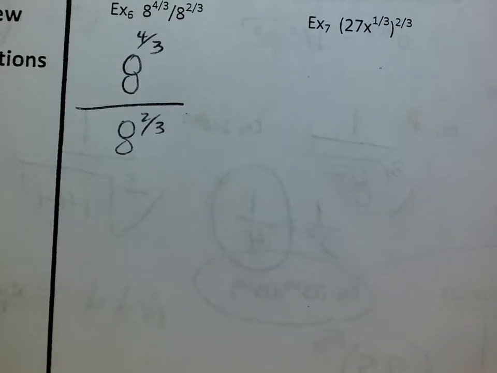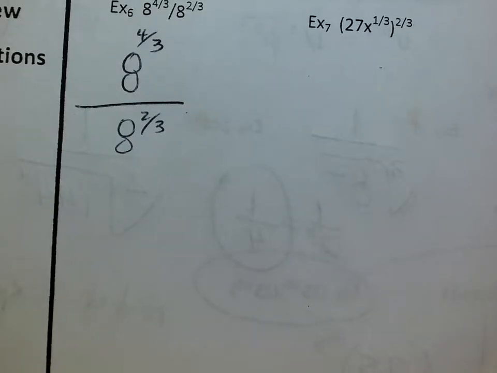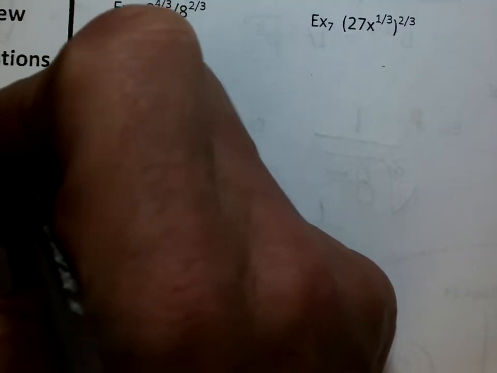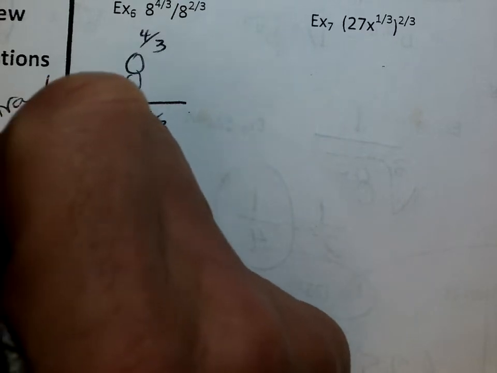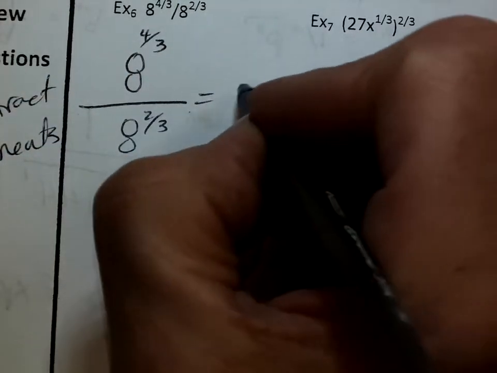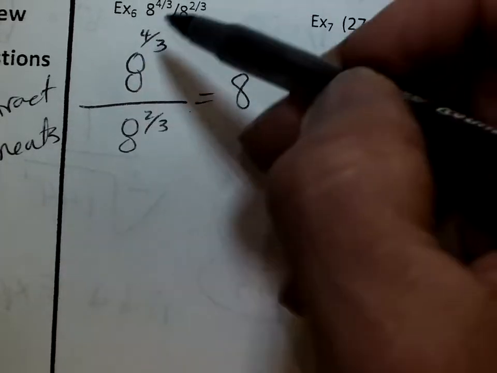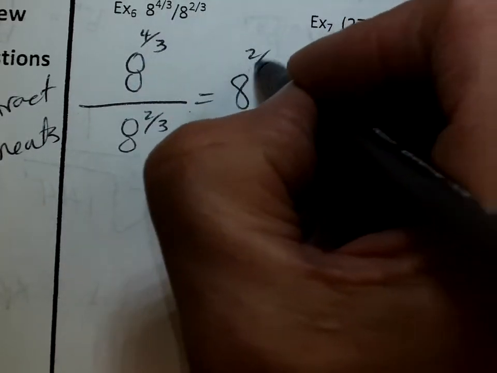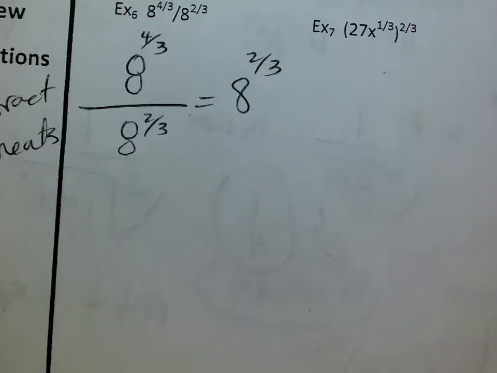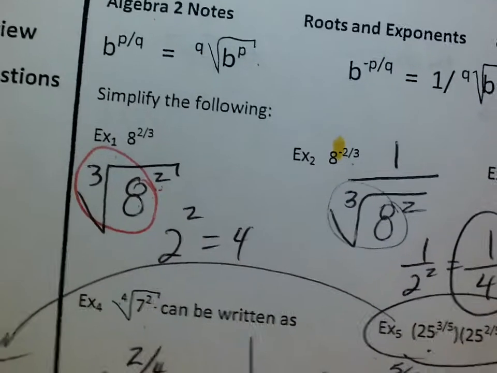Now, when you divide bases, you subtract exponents. A little side note. We want to make sure we subtract exponents. So I'm going to get an 8. If I go 4/3 minus 2/3, I get to the 2/3 power, right? And normally I'd be done, but 8 to the 2/3 power, I actually can get an answer. In fact, we've done 8 to the 2/3 power. Oh, we did it right there, didn't we?